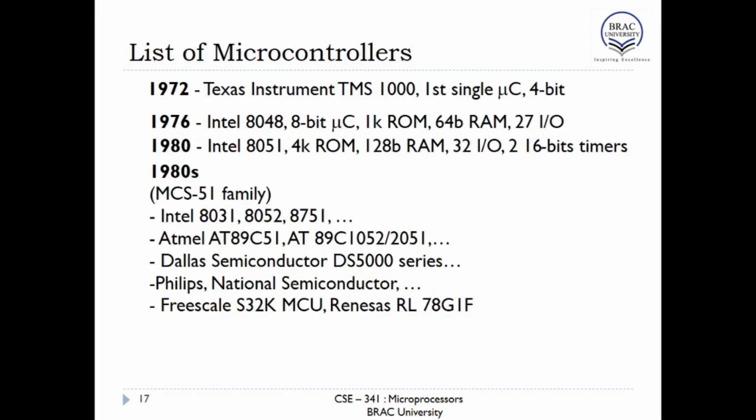Students, here is a list of microcontrollers, some of which were used in the past, some of which are still being used now. For example, we have the TMS 1000, we have the very famous Intel 8051, then we have the more modern ones, the Freescale MCU and the Renesas RL, etc.